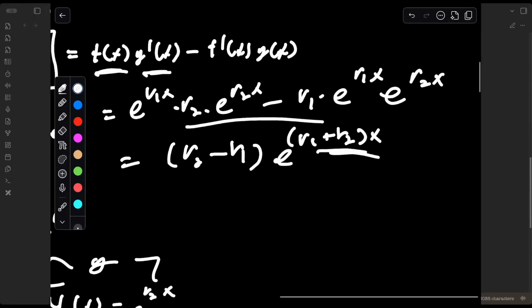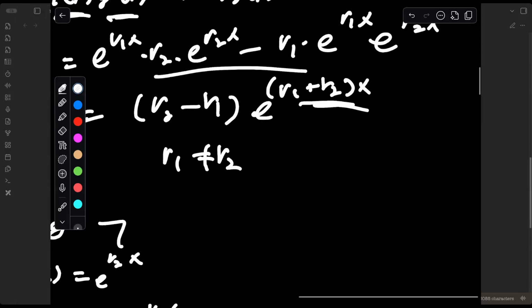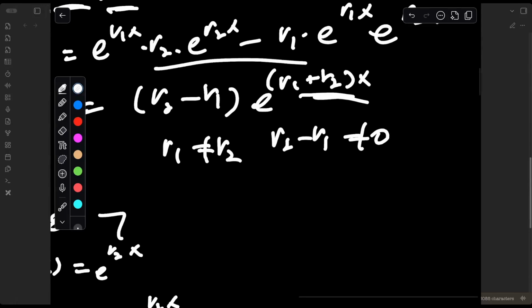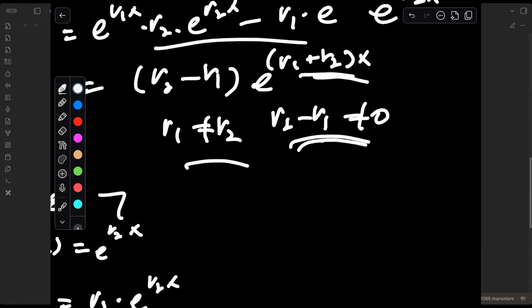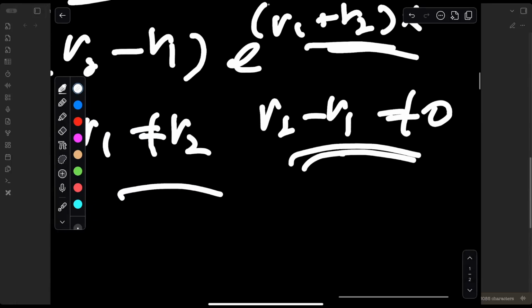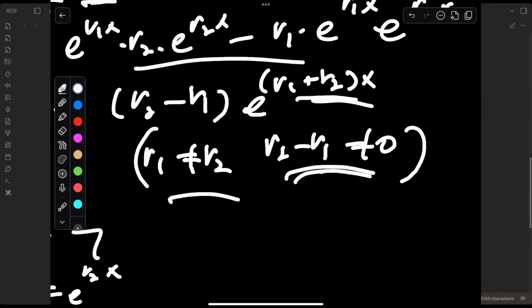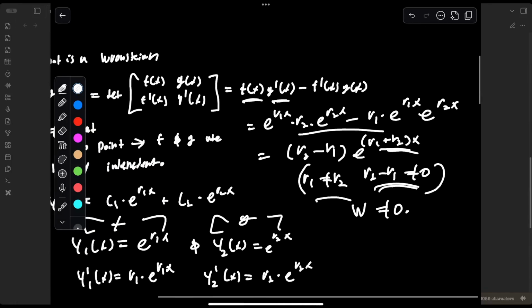With our final output, we can see that r1 is not equal to r2, and also r2 minus r1 does not equal 0. And e to the power of (r1 plus r2) times x has to be greater than 0. Why is that? Simply put, even if x was 0, e to the power of 0 would be greater than 0 no matter what. So this cannot be 0. The Wronskian for this problem cannot be 0.